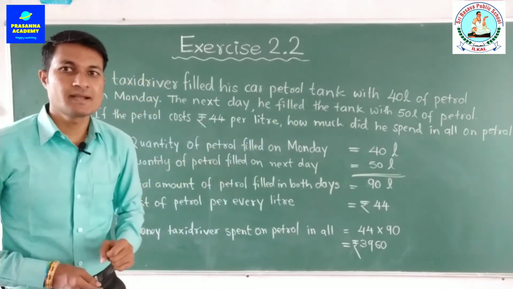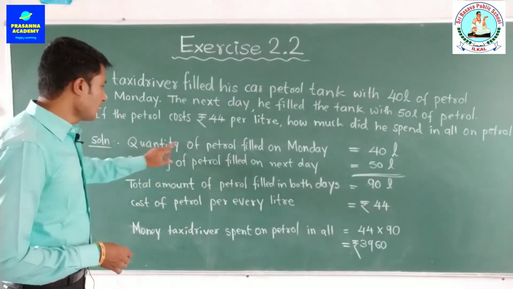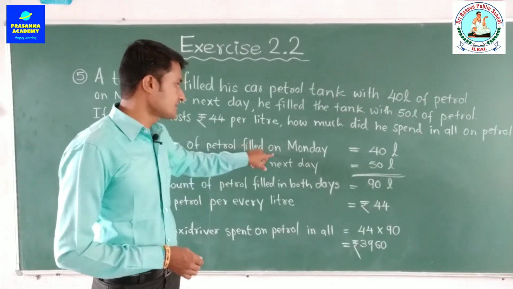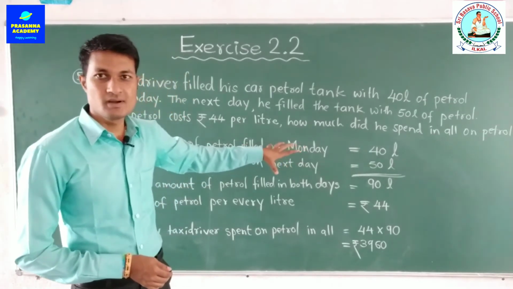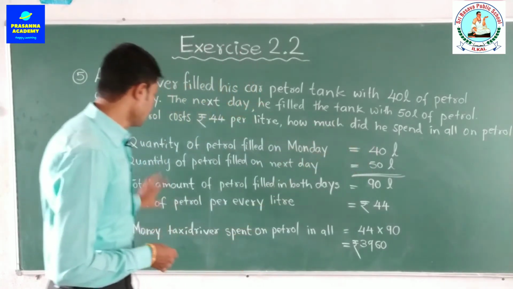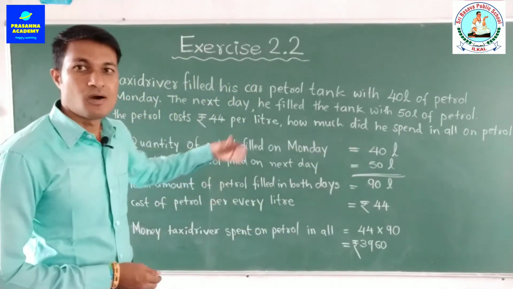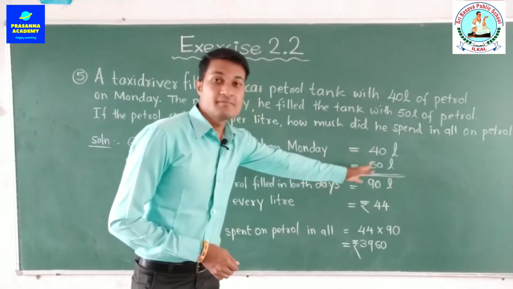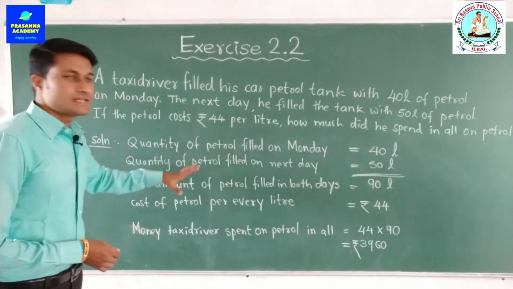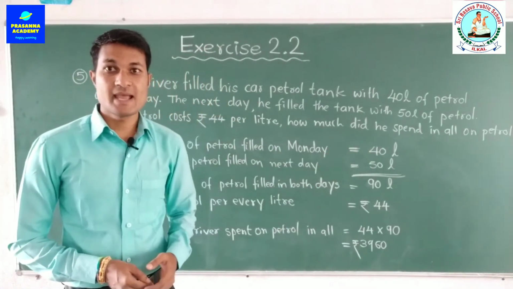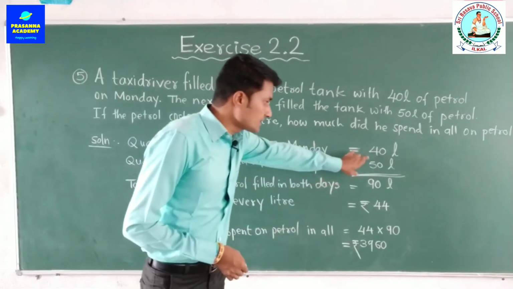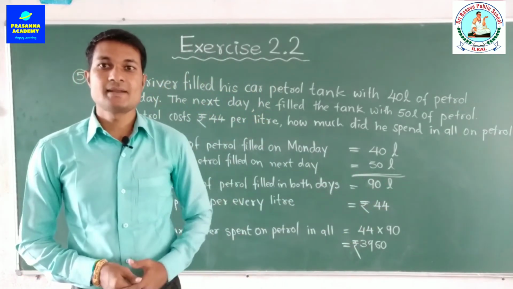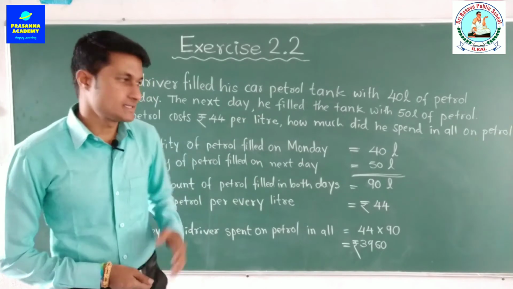So for this we need to write the first sentence as the quantity of petrol that he has filled. The quantity of petrol that the taxi driver has filled on Monday. How much quantity of petrol has he filled? That is 40 liters. Then what quantity of petrol has he filled on the next day, usually Tuesday? That is 50 liters. Then after this we have to find out the total amount of petrol he has filled in 2 days. So just add these two. 40 plus 50 will be 90. So totally he has filled 90 liters of petrol from both days.